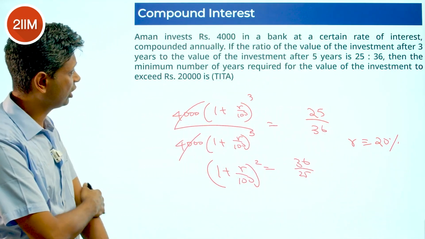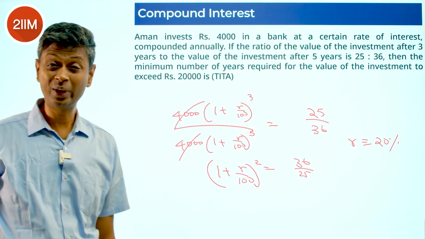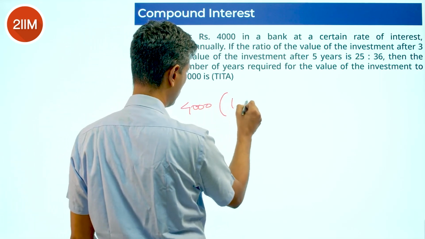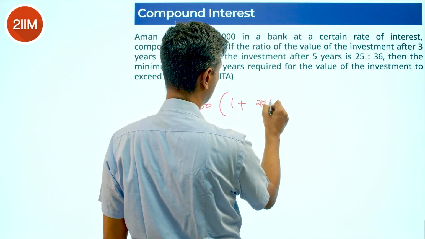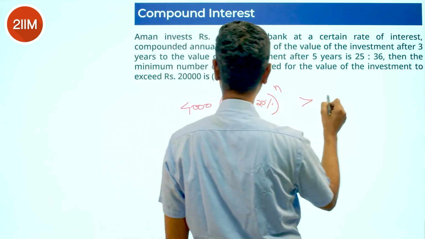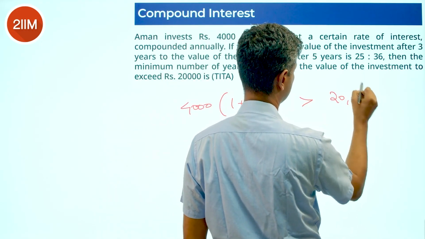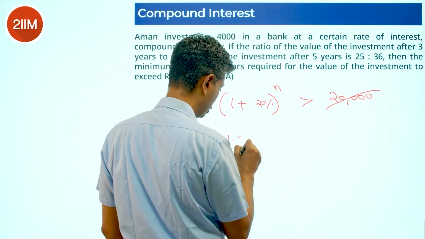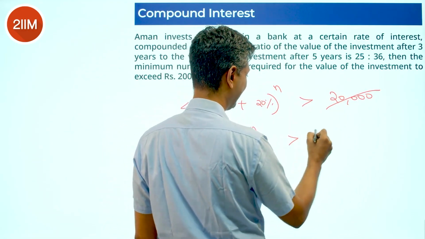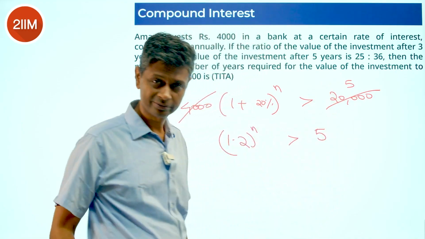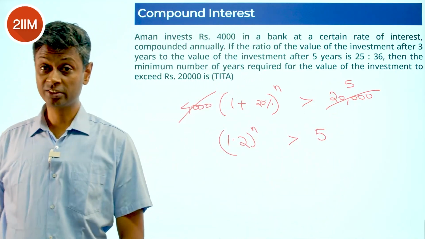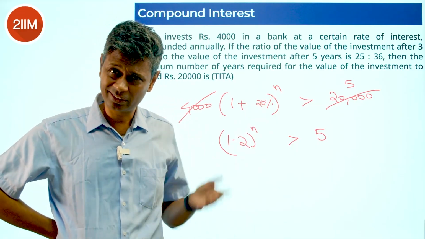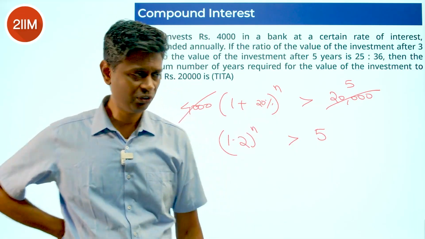The minimum number of years required for the value of investment to exceed 20,000. Pain in the neck. So we do 4,000 into 1 plus 20%, 1.2, whole power n should be greater than 20,000. So this goes off as 5. 1.2 whole power n should be greater than 5. The smallest n which works, we've got our answer. Right? It's a pain in the neck because without a calculator this is tough. I'm assuming we have a calculator and we can make life easy.